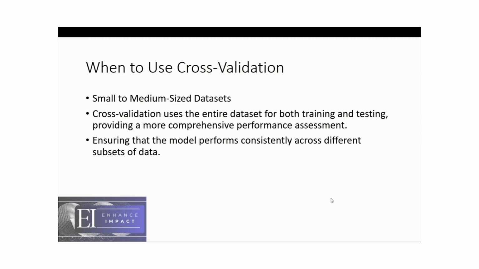We use cross-validation when we have small to medium-sized data sets, and cross-validation uses the entire data set for both training and testing, providing a more comprehensive performance assessment. This ensures that the model performs consistently across different subsets.